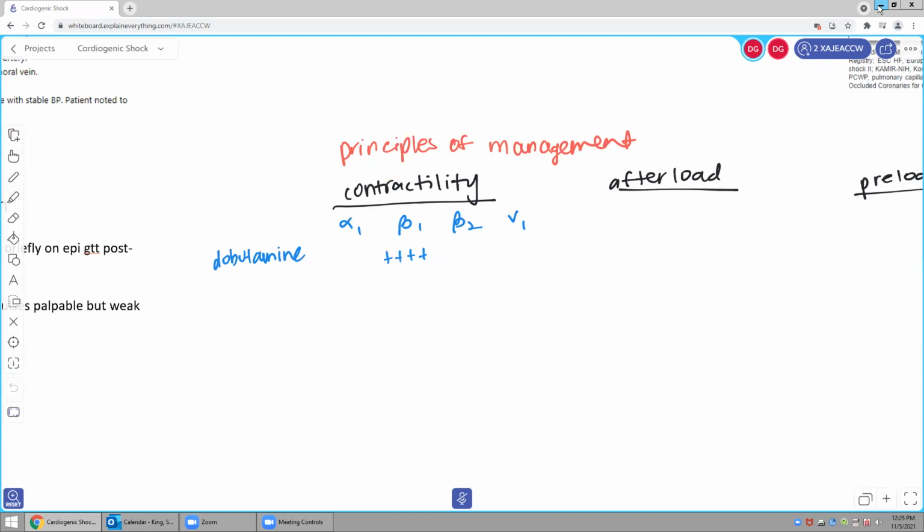Great, beta 2. And the action on beta 1 receptors I mentioned is increased contractility, increased chronotropy. What does beta 2 agonism do? Yeah. So this is a pretty great drug for cardiogenic shock because you get increased contractility and you get vasodilation, so some component of afterload reduction. What else could you use?